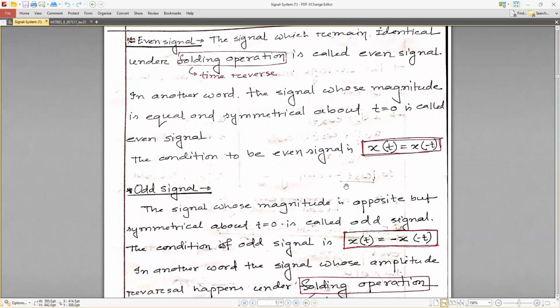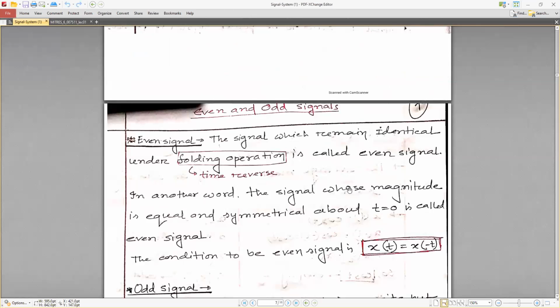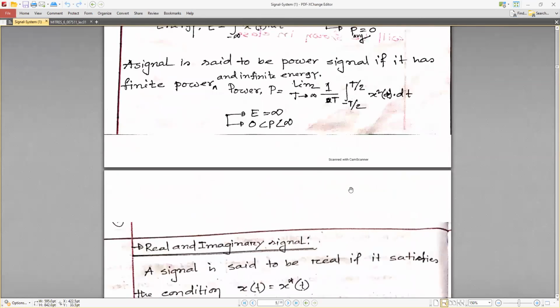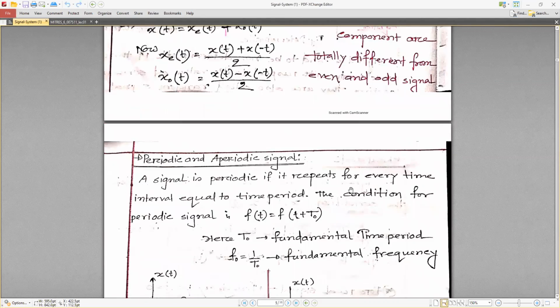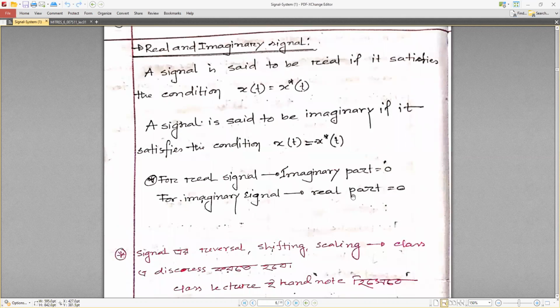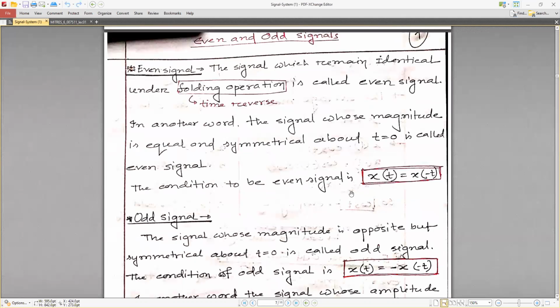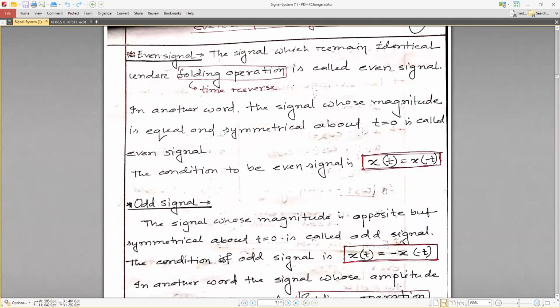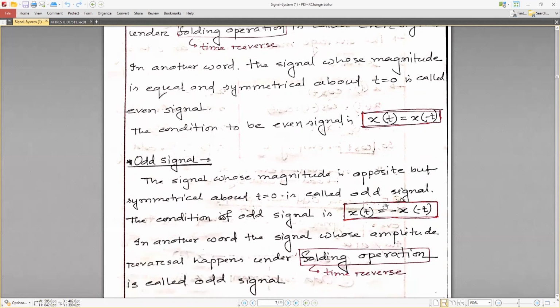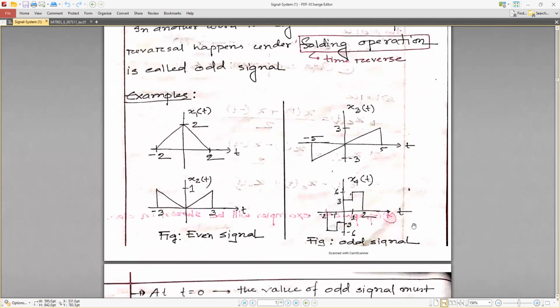So today, just a recap. What have we seen today? We have seen several types of signals, like the basic kind of signals and even and odd signal types. What are the conditions for the even signal and the odd signal? The even signal x(t) is equal to x(-t), and the odd signal x(t) is equal to minus of x(-t).